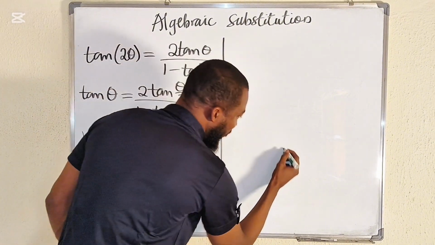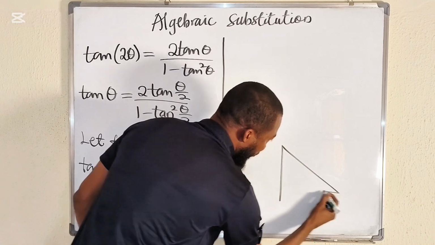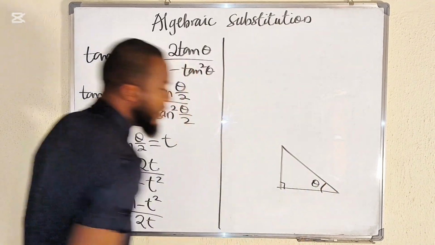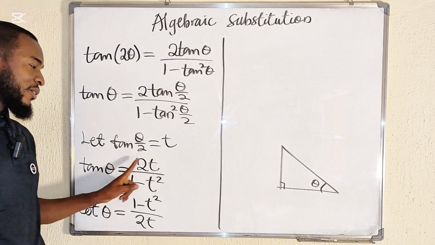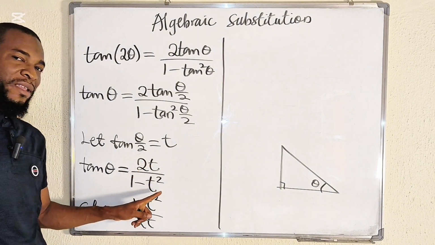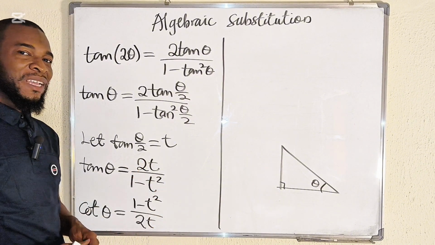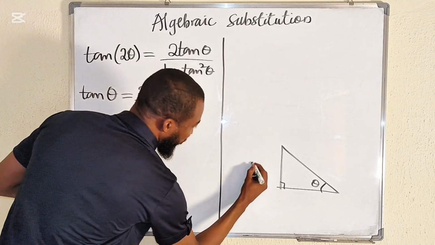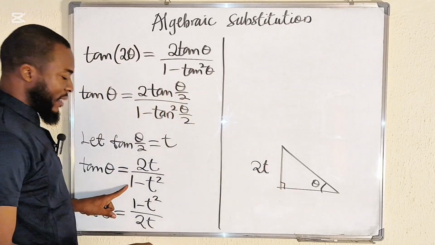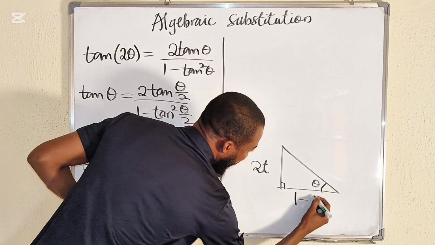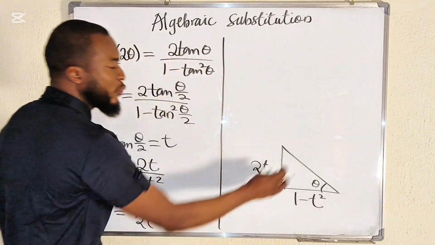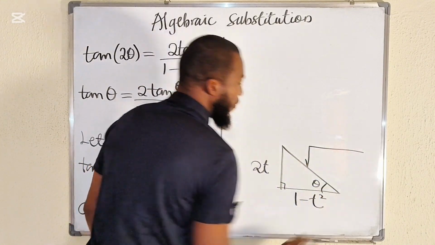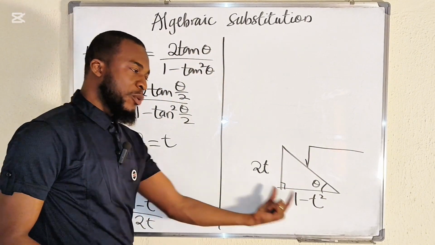I can do that using a right angle triangle. Angle theta. Remember that tangent of theta is 2t divided by 1 minus t squared, which is the ratio of what? Opposite and the adjacent sides. This is the opposite, 2t, and this is the adjacent, which is 1 minus t squared. So what will be the hypotenuse? The hypotenuse is the square root of this squared plus that squared.